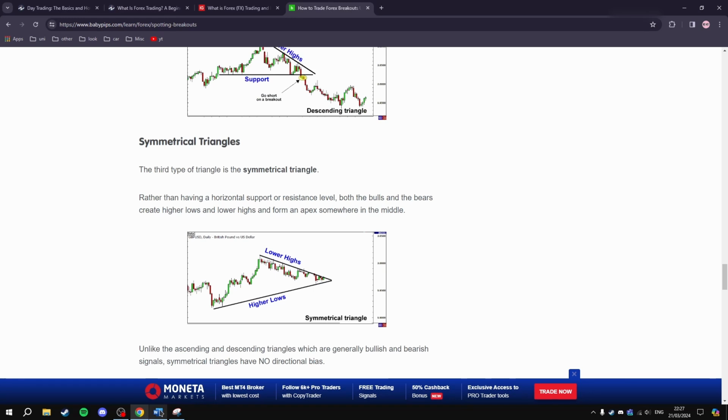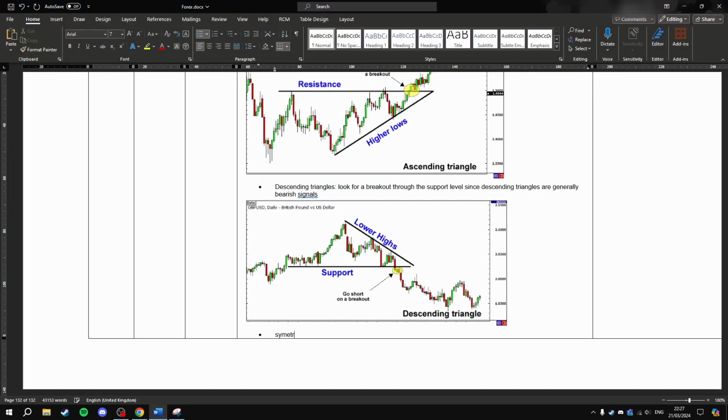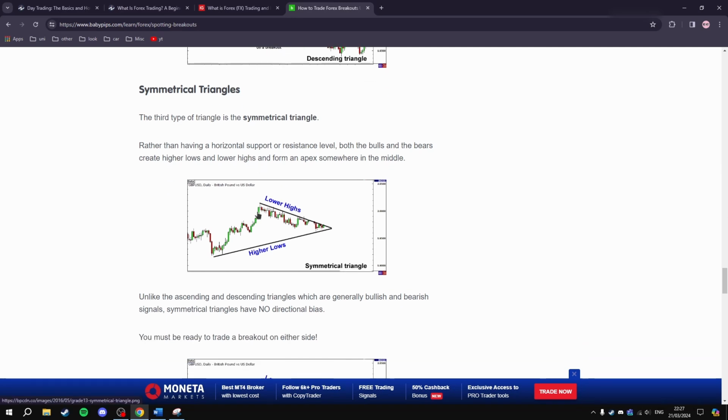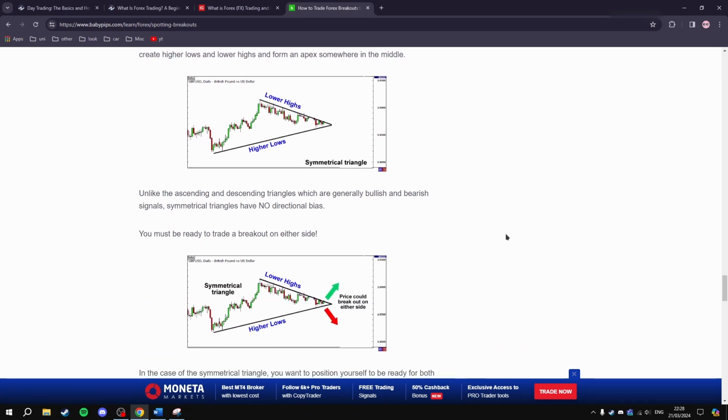Okay, symmetrical triangles. The third type of triangle is a symmetrical triangle. Rather than having a horizontal support or resistance level, both the bulls and the bears create higher lows and lower highs and form an apex somewhere in the middle. Unlike ascending and descending triangles, which are generally bullish and bearish signals, symmetrical triangles have no directional bias.